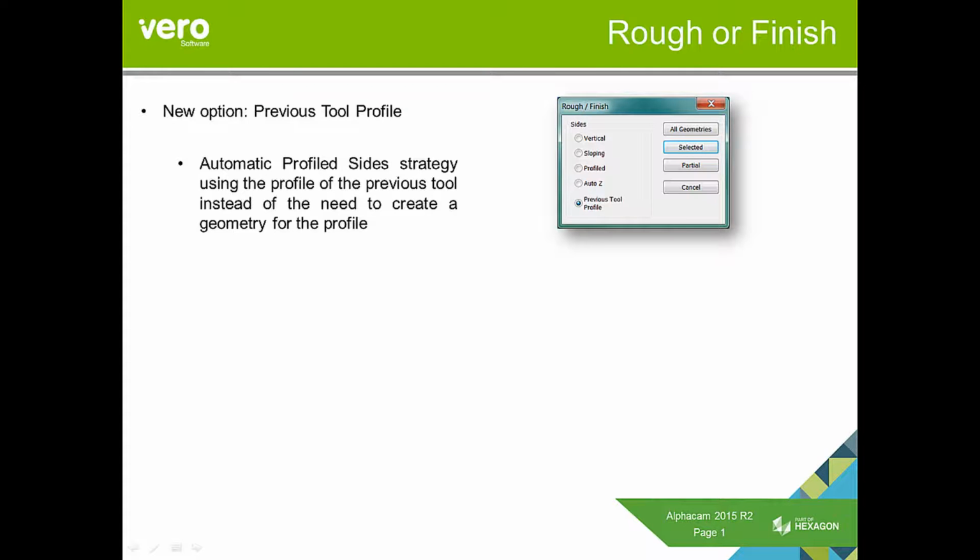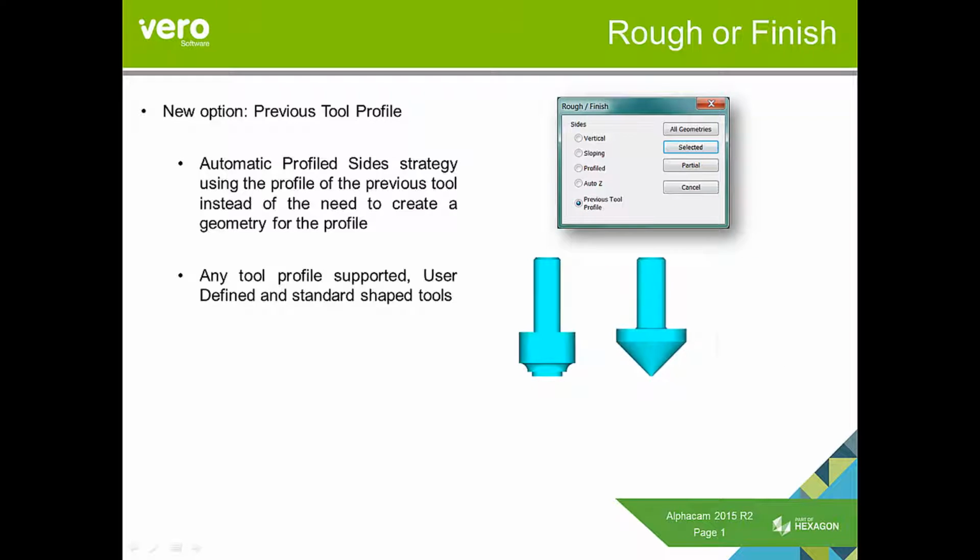So this is good for rest machining out areas of form tools that can't reach in because of their diameter, to go in with a smaller tool afterwards to machine out. Any tool profile is supported, user defined tools, standard shape tools, it doesn't matter, there's no restrictions on this.